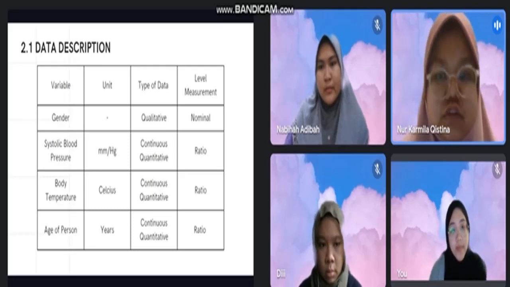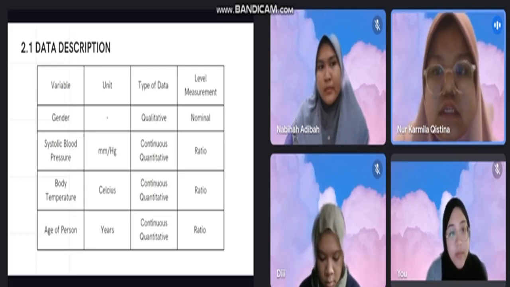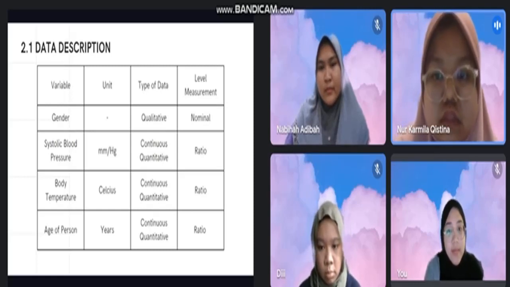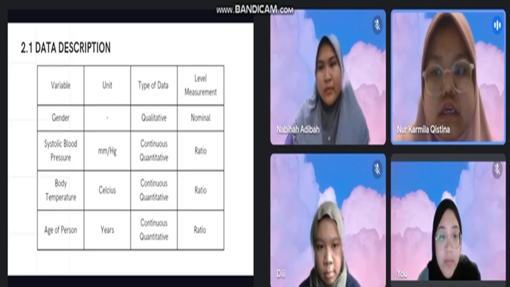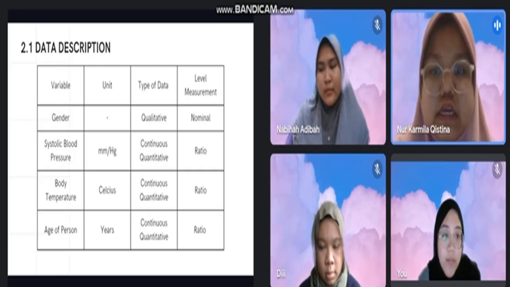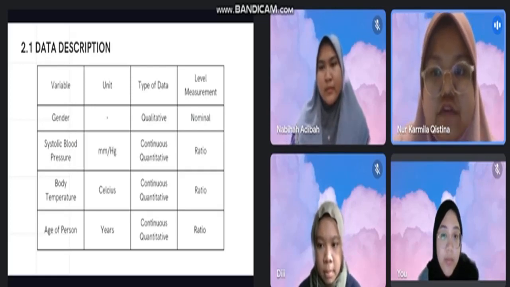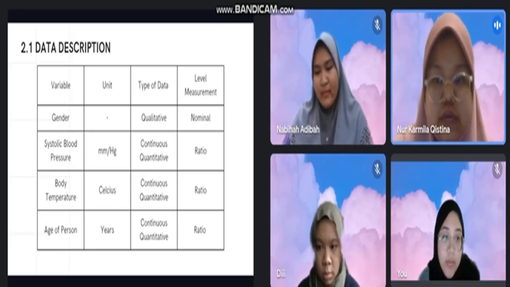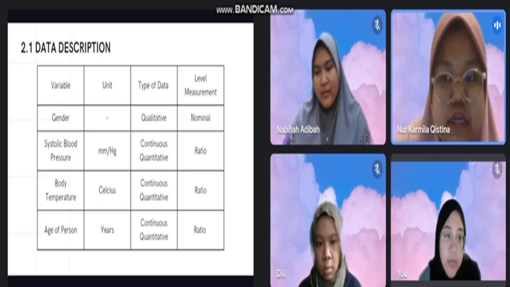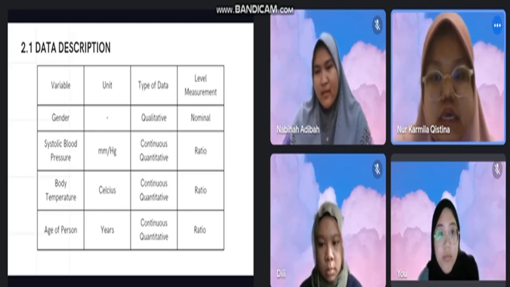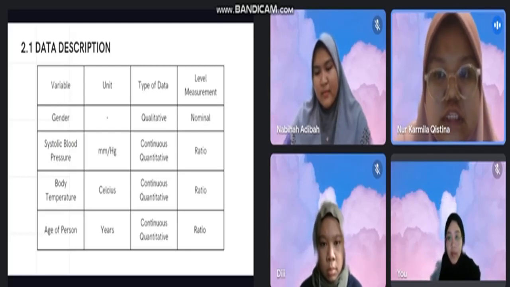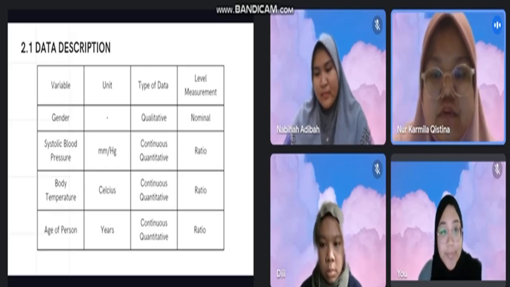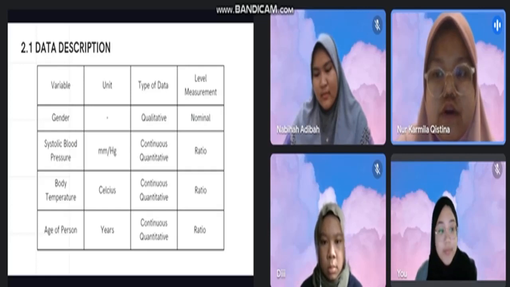Firstly, for the data description, the goal of data description is to keep track of all details of the data sets and the information so that the content and organization of the data in use in this study can be clearly understood. We may sensibly simplify massive amounts of information with the help of descriptive statistics. As for this group project, the data used is secondary data given by the lecturers. In this data, there are 4 variables which are gender, systolic blood pressure, body temperature, and age of person. The units, type of data, and the level of measurement for the variables are also stated in the table.